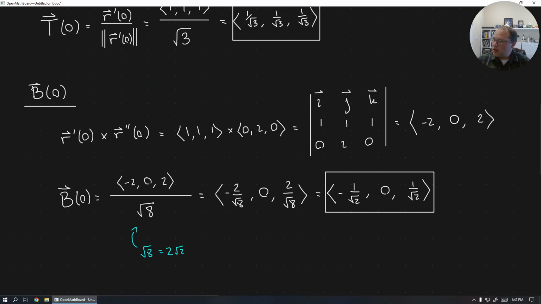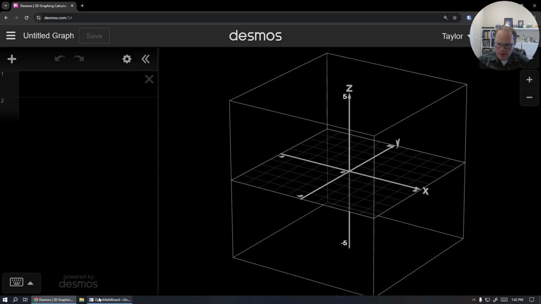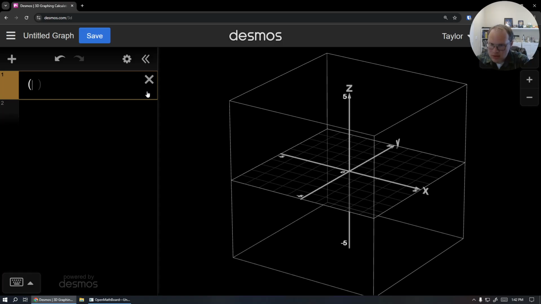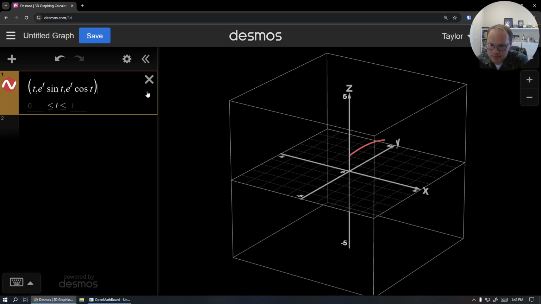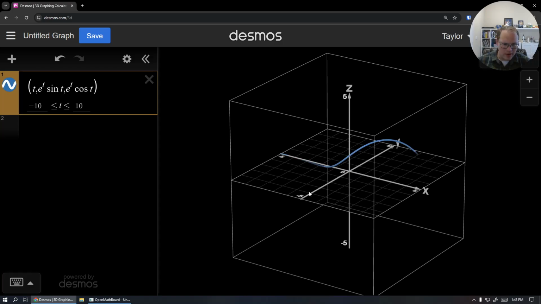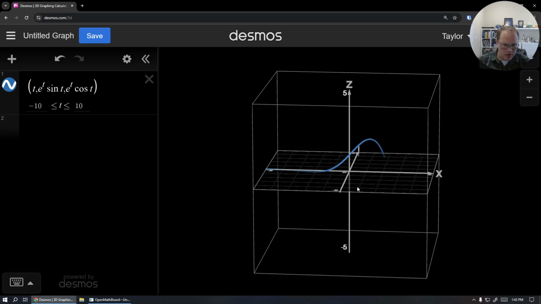Let me do that. So let's start by plotting the curve. The curve was t e to the t sine t, e to the t cosine t. Okay, and let's go -10 to 10. Get a good range going here. Let's leave it blue, I think. Okay, so there's our curve there.